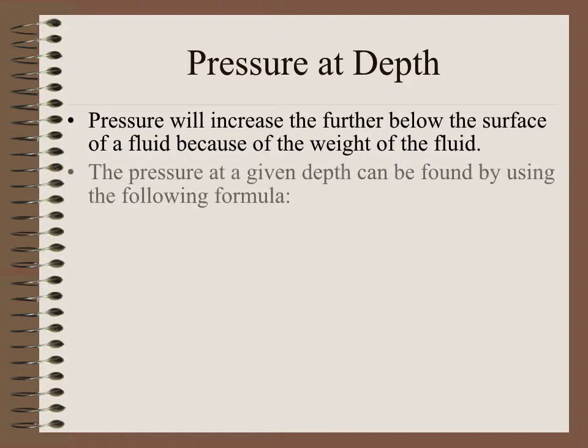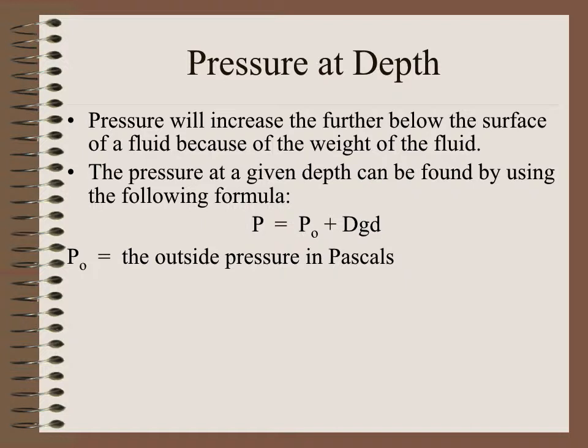The way that we can figure this out is with a relatively straightforward formula. It looks like this. Now, this formula may look a little bit intimidating because it has a lot of different things in it. But it's really not that bad because you know what most of these things are already. On the right-hand side of the equation, we first have P with a subscripted O. That is representing the outside pressure, the pressure that you're already experiencing because of the air. That needs to be in pascals.